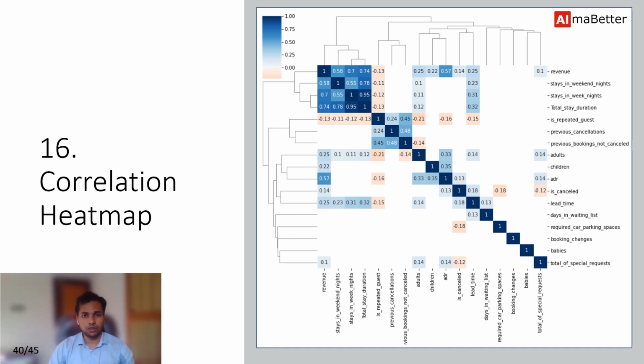Now let's take a look at the correlation heat map. This chart provides a visual representation of the relationship between different variables in the dataset. We can see the correlation values between variables, with blue indicating positive correlation and red indicating negative correlation. So let's take a closer look at some of these insights.